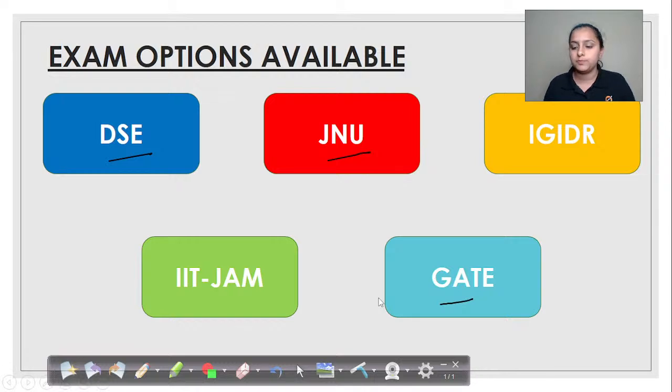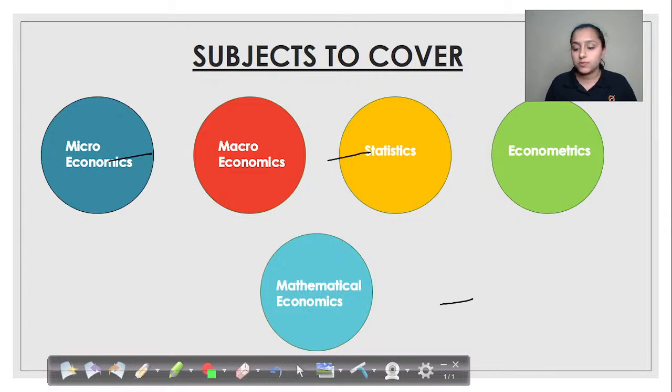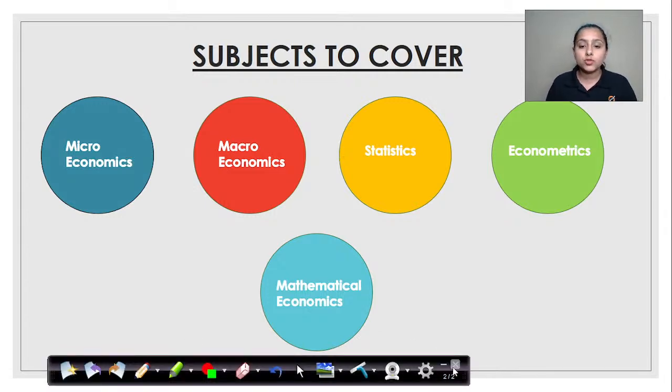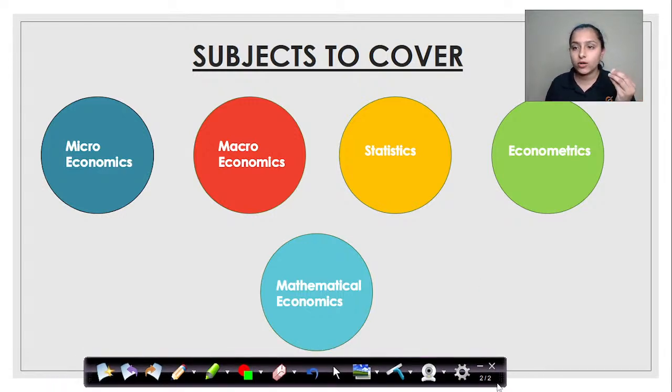But the next thing that comes to every student's mind is, what are the subjects that we need to cover? Do we need to study a lot of subjects? No. In the PPT on my screen, you just have to study these 5 major subjects which are common for every entrance exam you're going to give. The first subject is microeconomics, which is further divided into topics later on. After that, followed by macroeconomics, statistics, econometrics, and mathematical economics.